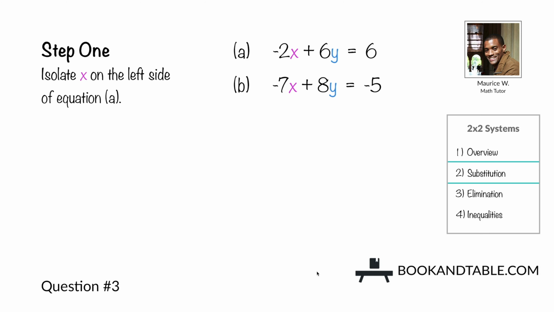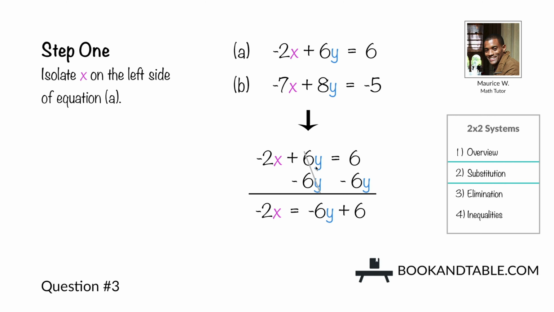In question number 3, we were given equation A, negative 2x plus 6y is equal to 6, and equation B, negative 7x plus 8y is equal to negative 5. So we'll start with equation A, and we'll isolate x on the left side. So in order to do so, we'll subtract 6y from both sides, giving us negative 2x is equal to negative 6y plus 6.